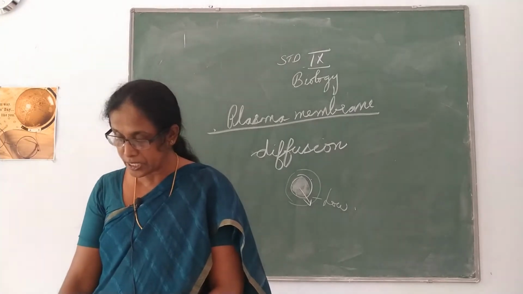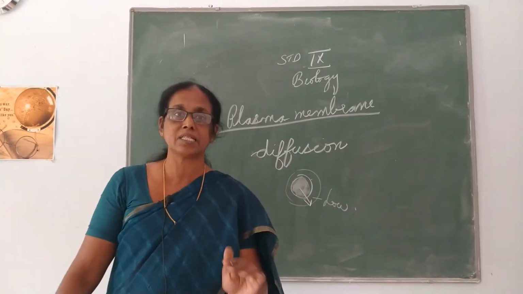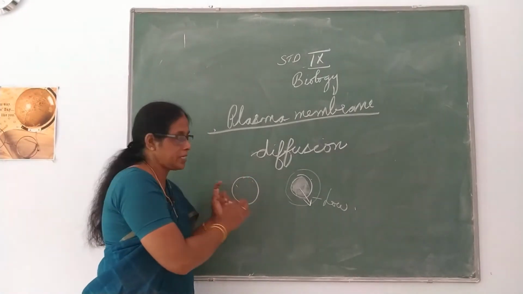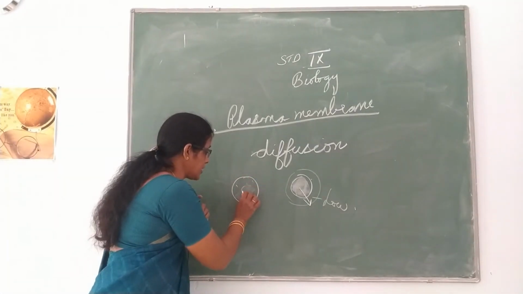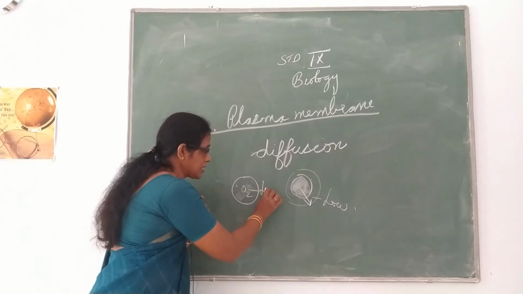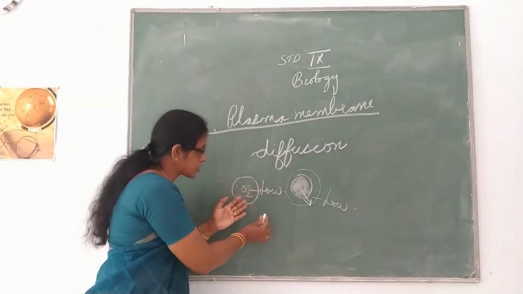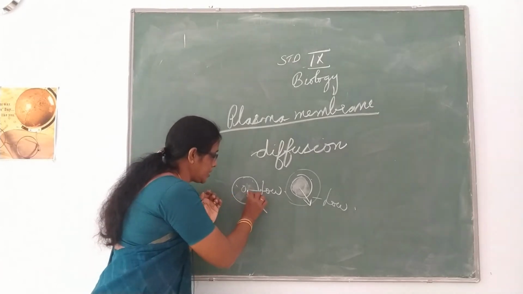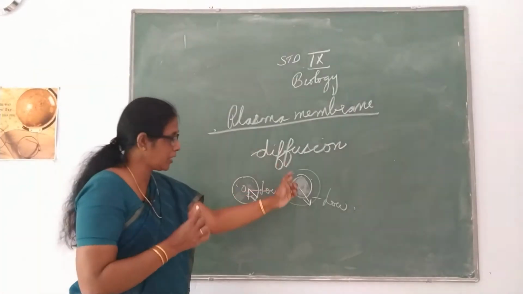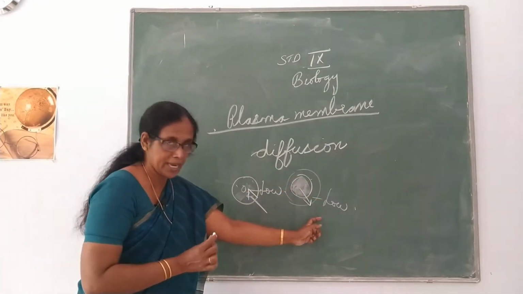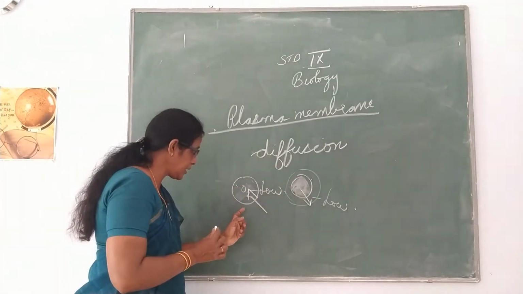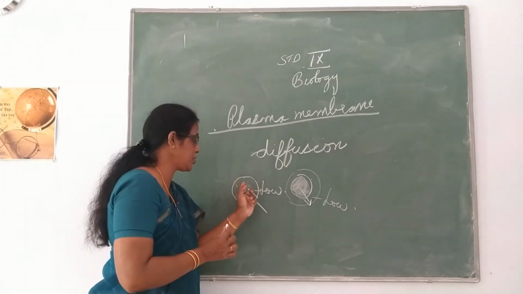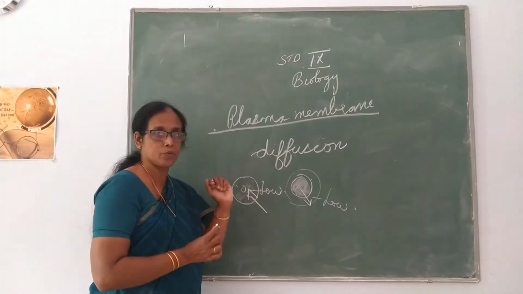Similarly, the oxygen also enters the cell by a process of diffusion when the concentration of oxygen inside the cell decreases. Likewise, if this is a cell and the concentration of oxygen is very low, what is happening here? The oxygen is coming from the external environment to the cell. Carbon dioxide moves from the cell to the external environment, and in the case of oxygen, from the external environment to the cell.